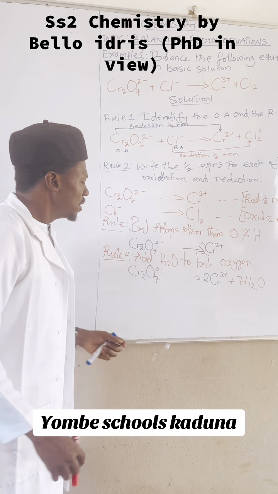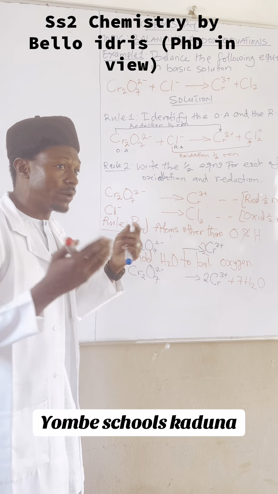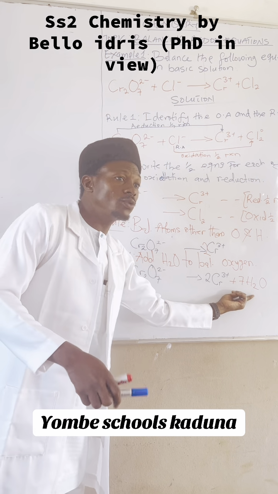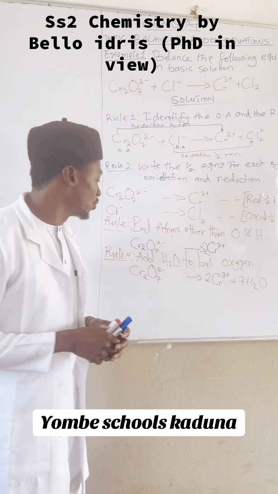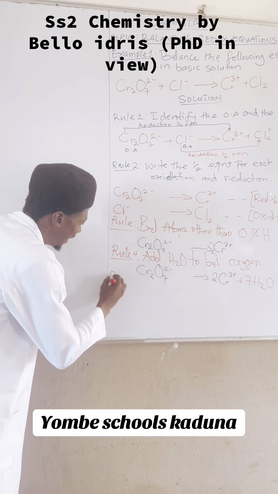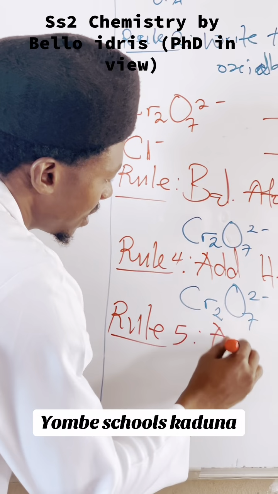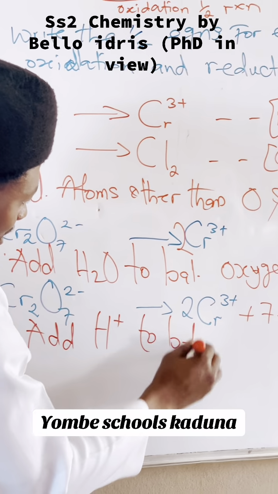Are we together? Yes. But in the course of adding or balancing the oxygen, we have introduced another material which was not in the reaction before. That is hydrogen. And that will stimulate us towards moving to the next rule, which is rule number 5. Add hydrogen ion to balance hydrogen.